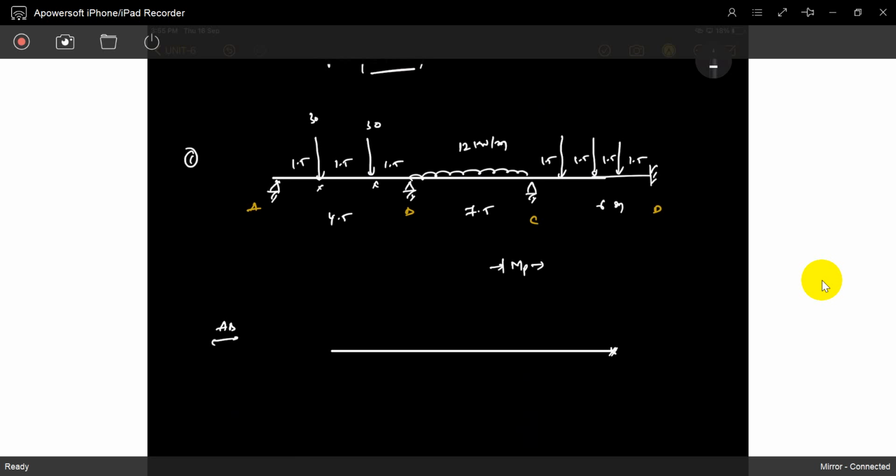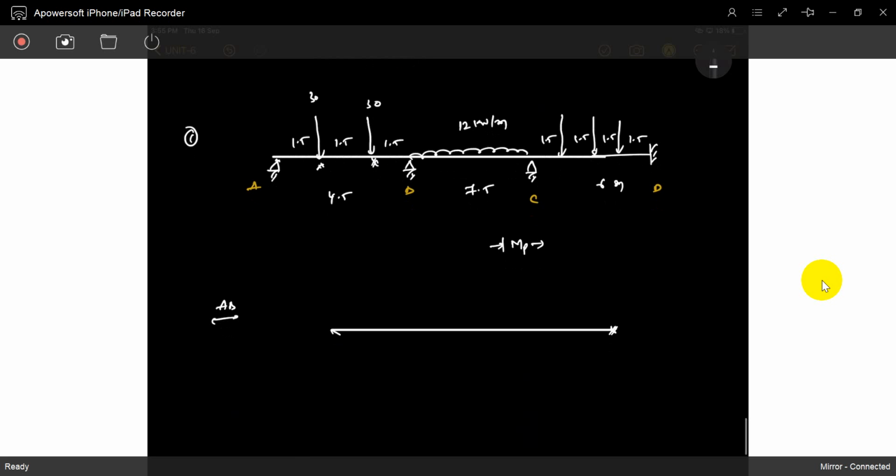So we have to check both. Otherwise, that's it. I understood. We have to check both possibilities. Maybe the hinge is formed under this 30. It's a 1.5. This is 1.5. So we have to check both possibilities. This is a long, lengthy problem. Okay, I will give directly the answers.